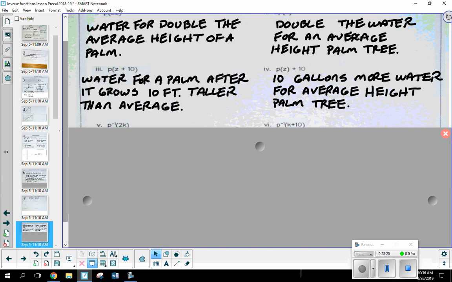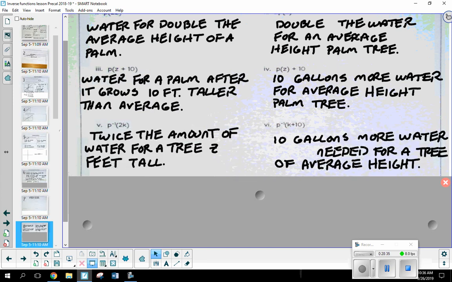Okay, now put it all together. 10 gallons more of water for the average height of a tree. Very good. Okay. It's almost exactly what I have up here. That's perfect. Twice the amount of water for a tree Z feet tall. There I went ahead and used the variable. 10 gallons more water needed for a tree of average height. Tremendous.